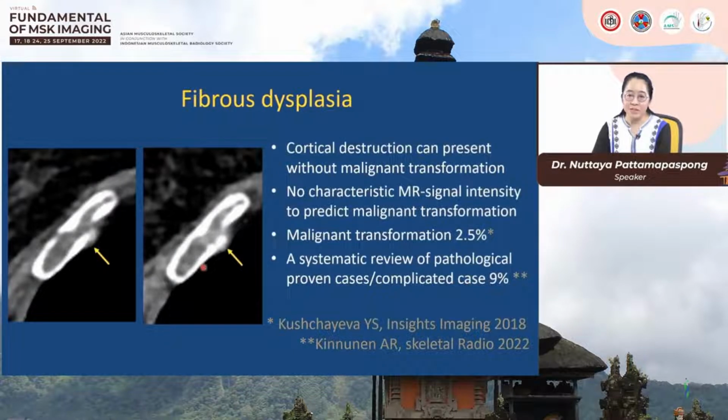Cortical destruction doesn't mean it's going to be malignant transformation, and a current systematic review shows that there's no characteristic MR signal intensity to predict malignant transformation. Malignant transformation has been reported as high as 2.5%, and in a systematic review, in cases proven by biopsy, the malignant transformation rate is as high as 9%, which can imply that lesions with atypical pattern or complicated lesions, such as lesions with fracture, are going to have a high proportion of malignant transformation.